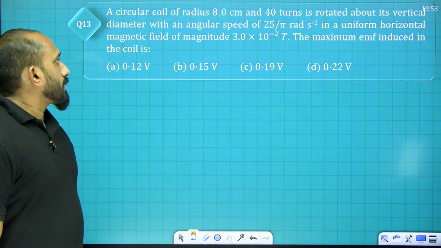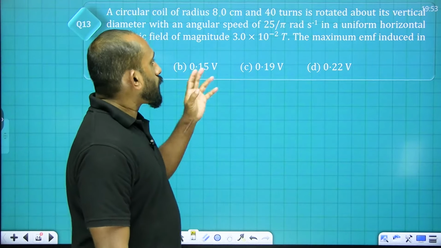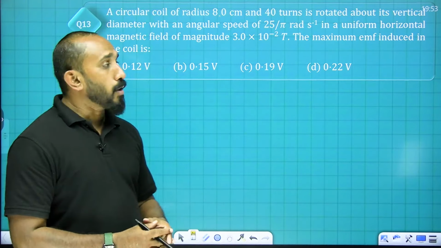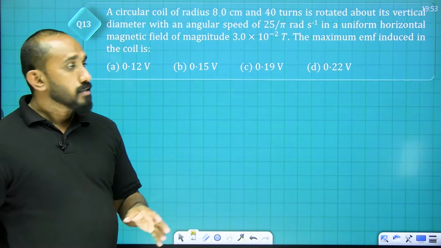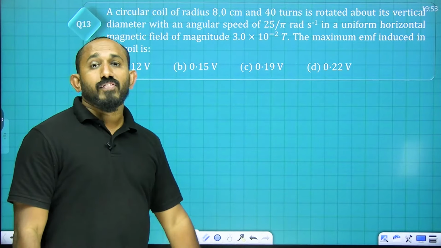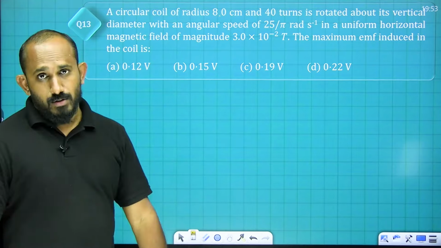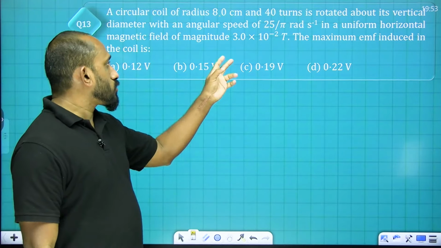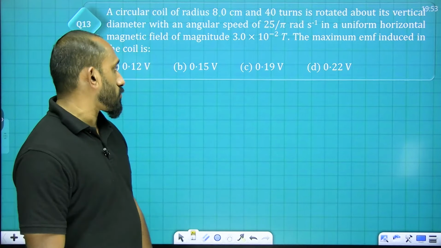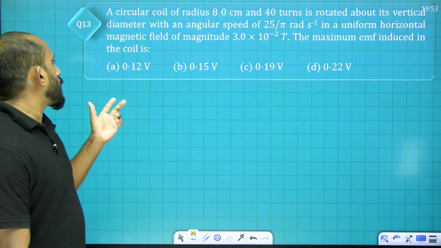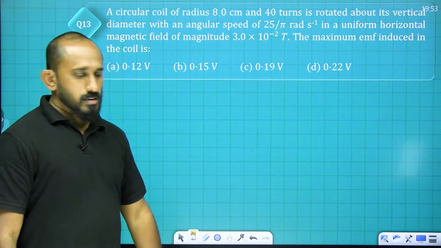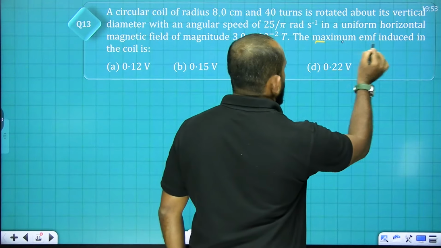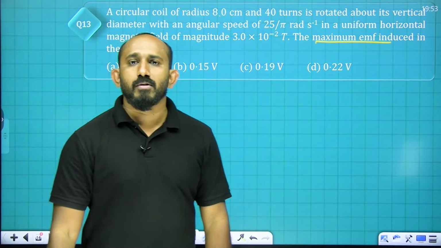A circular coil of radius 8 cm and 40 turns is rotated about its vertical diameter with an angular speed of 25 by pi radian per second in a uniform horizontal magnetic field of magnitude 3 times 10 raised to minus 2 Tesla. The maximum EMF induced in the coil is. So here you have to find the maximum EMF, the peak value of EMF.